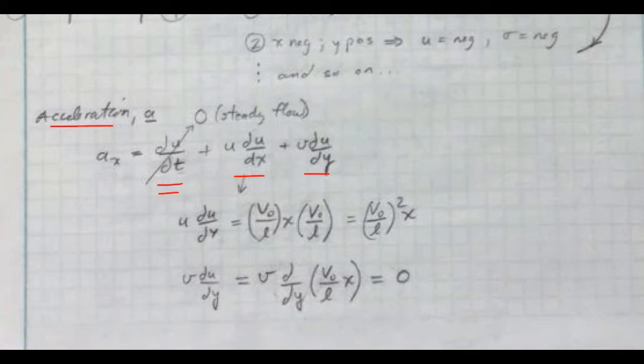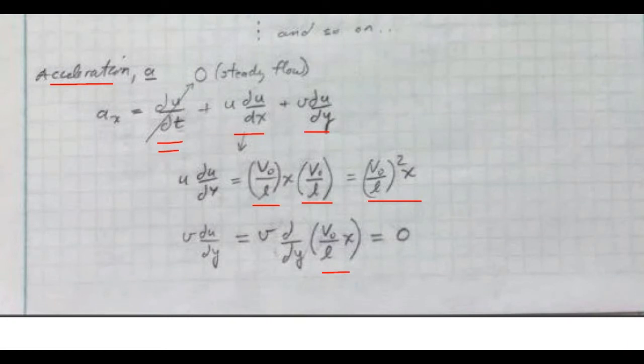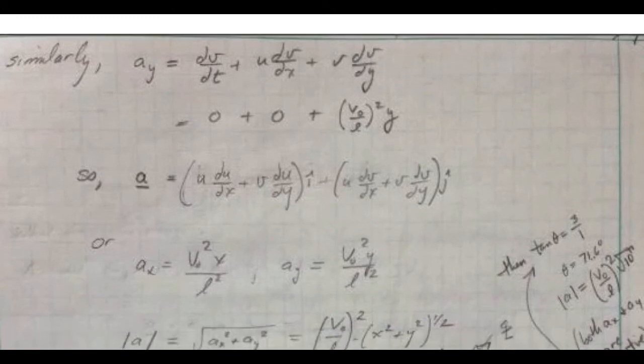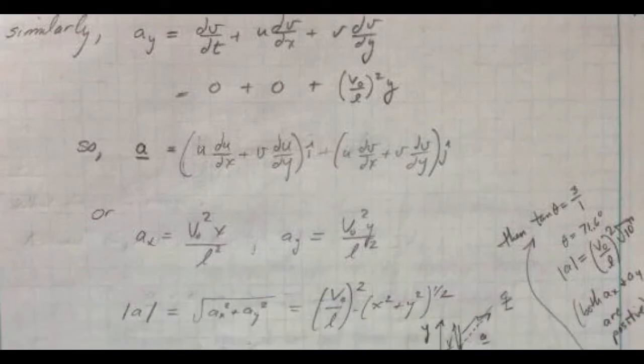The convective values are not 0 in the case of u. We have u du/dx, so we work out the derivative. So here's u, here's du/dx. Together we get the constant squared times x. Now v times du/dy is in fact 0 because d/dy of u, which is the constant times x, is equal to 0. Remember to do it for the y component too, because we have a two-dimensional flow here.